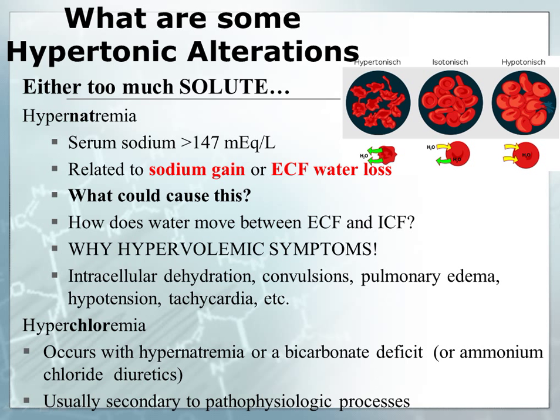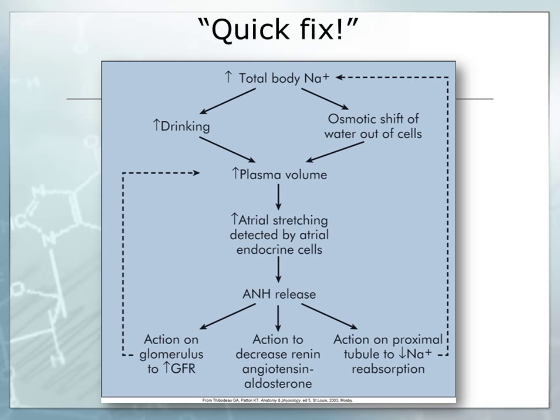Okay, and then I just put a quick fix in here. So if your total body sodium goes up, you start drinking, you start sucking the water out of the cells, which makes the cells shrivel. You get too much salt, you're dehydrating them. And you can see the process happen. ANH is the same as ANP. I hate that they do that. It's atrial natriuretic hormone or atrial natriuretic peptide. Most people, they teach out of ANP. But it's the same thing.